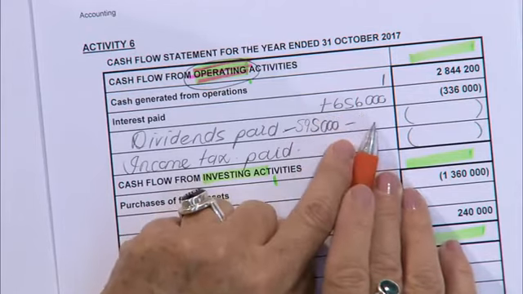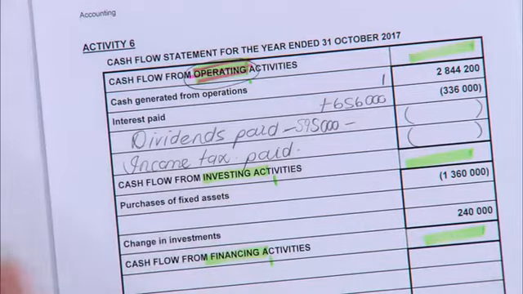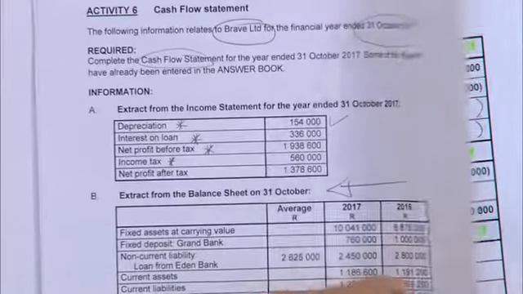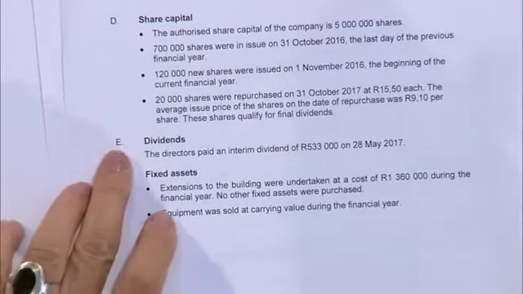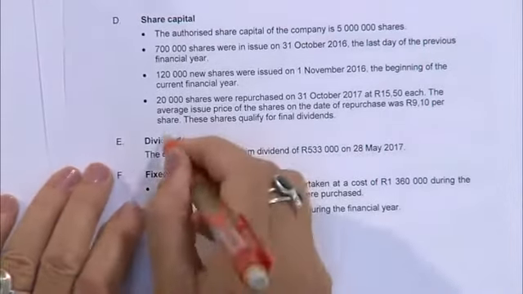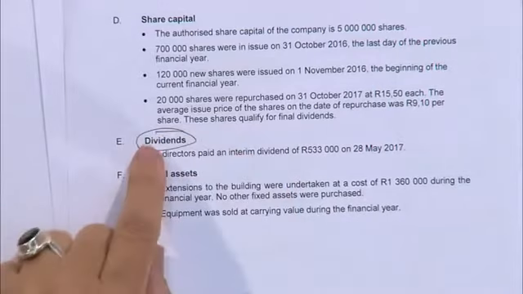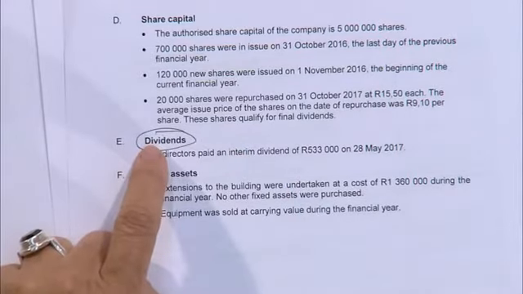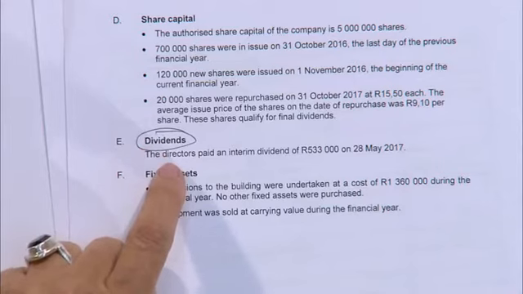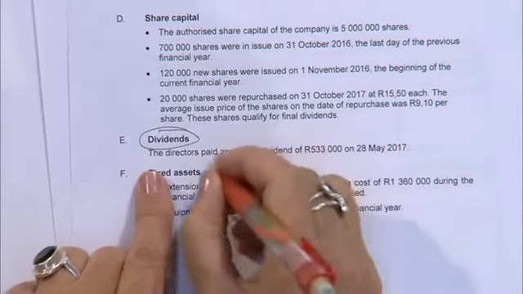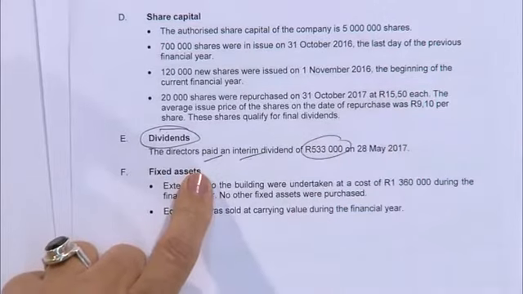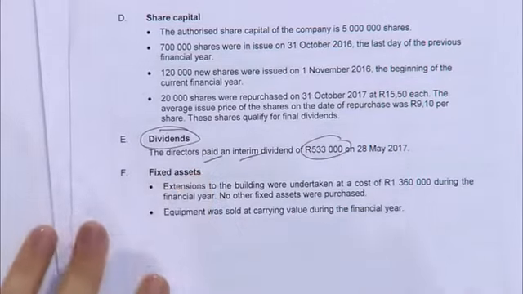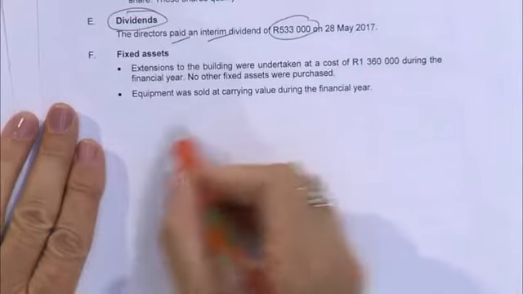Okay. Why am I leaving a gap open? Look at the second page of your information. You're always going to look for a bullet or a number E or something that says anything about dividends. It can be given, as we know, in many different ways. Now, when they say the director paid an interim dividend, then that's also money out. I'm going to show you what's going on here on a little timeline I'm going to draw here.